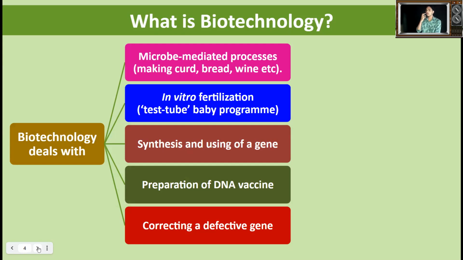That's called a vaccine. What is the motive behind the vaccine? To prepare the immune system response very fast and quickly. Okay, now correcting the defective gene. That is a corrected defect.